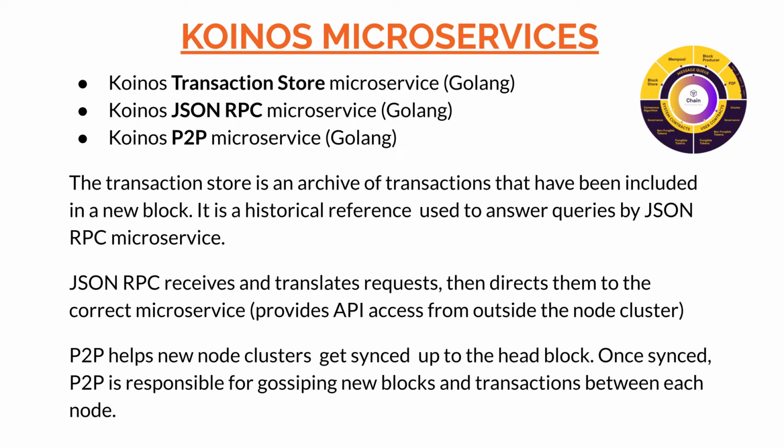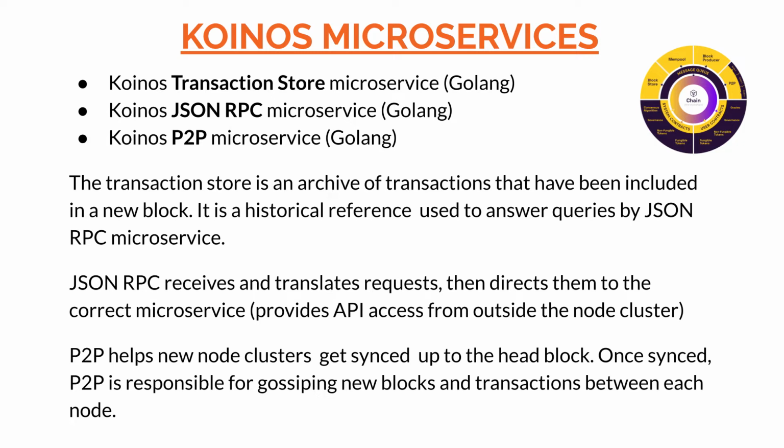So the Koinos transaction store, JSON RPC, and the P2P microservice are all written in Golang. The transaction store basically archives transactions that have been included into a new block. It acts as a historical reference used to answer queries by the JSON RPC microservice. The JSON RPC microservice itself receives and translates requests, then it directs them to the correct microservice.